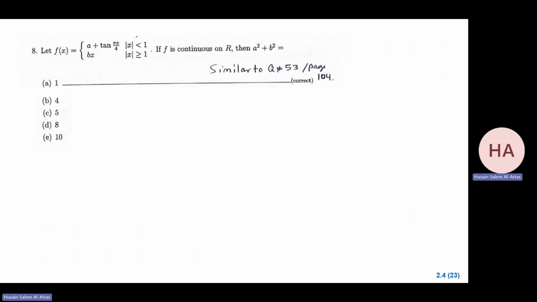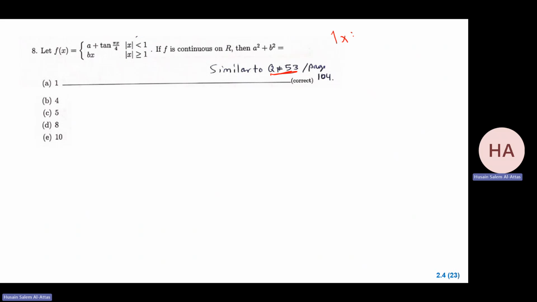Let f of x equal this. What is this? This is, by the way, a way of writing it. This question is from the book. Similar to one in the book, where I need first to take care of this.